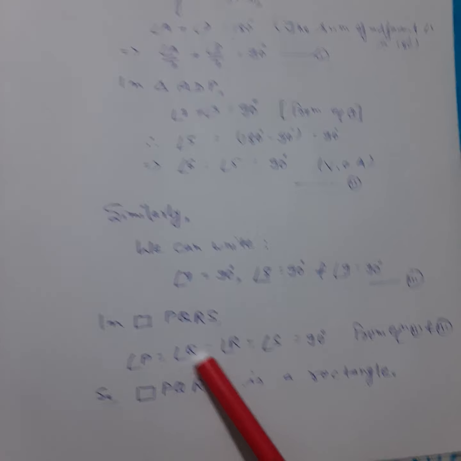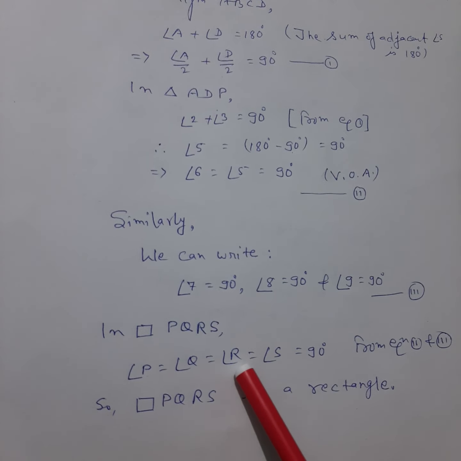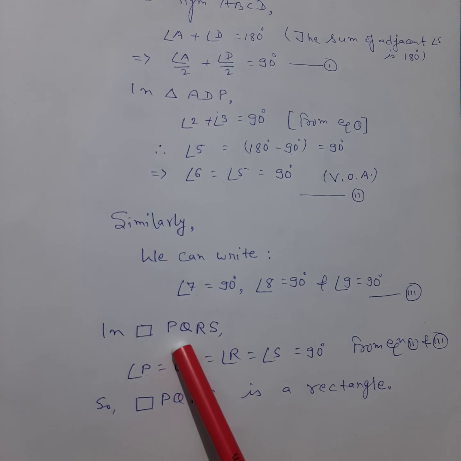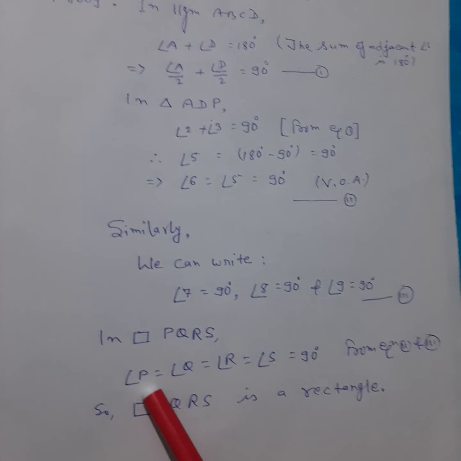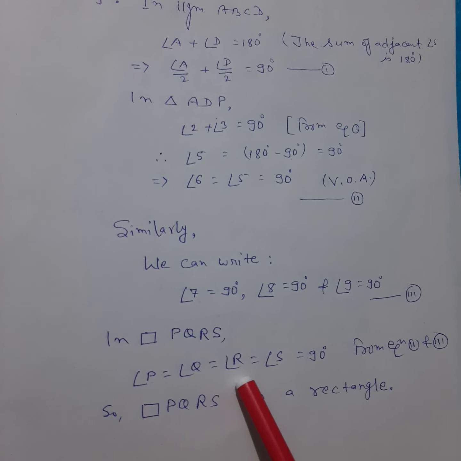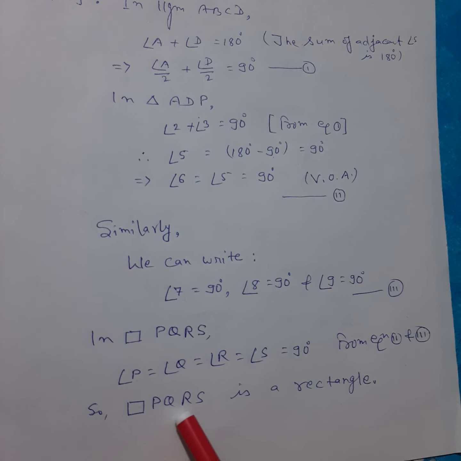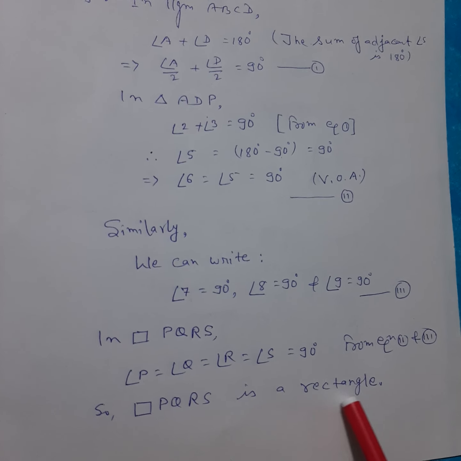Now from equations 2 and 3 we can write, in quadrilateral PQRS, angle P equals Q equals R equals S equals 90 degrees. So quadrilateral PQRS is a rectangle.